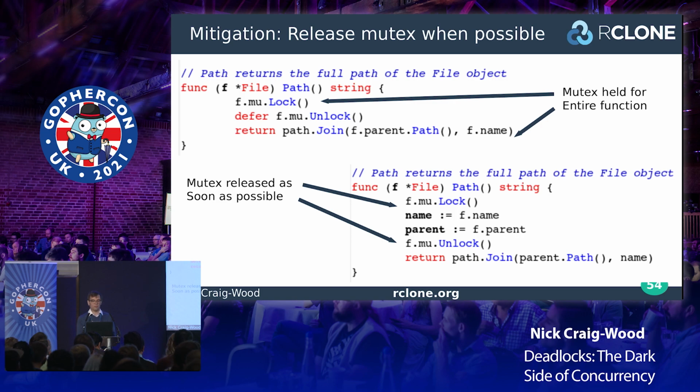At the top, you can see the original function. Below that, you can see we've modified it to make a temporary copy of name and parent from the file structure, and then unlock the mutex. This is enough to fix the deadlock, as shown before. It does introduce the idea that the path function might return an out-of-date path if the name or parent changes during the call of path. Some thought is required here as to whether this is okay or not.